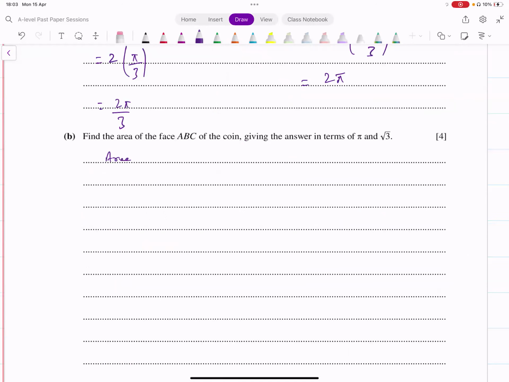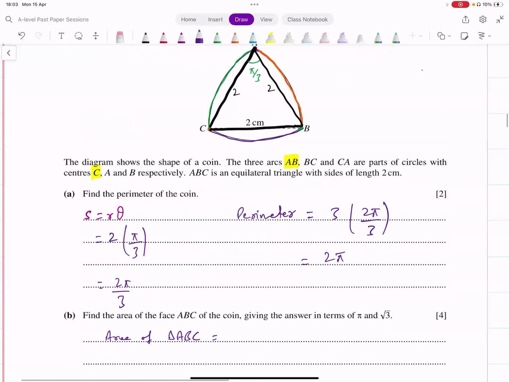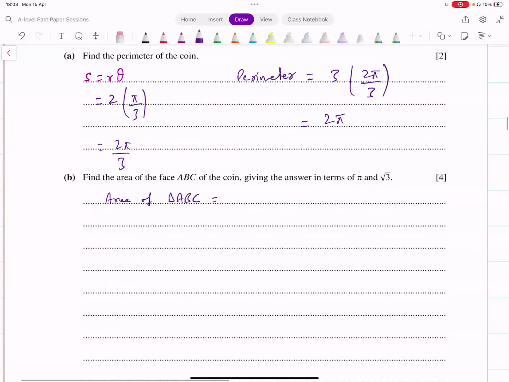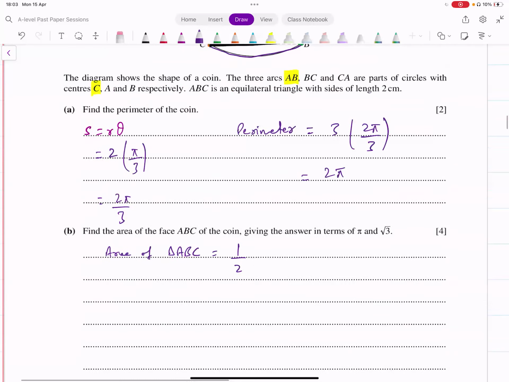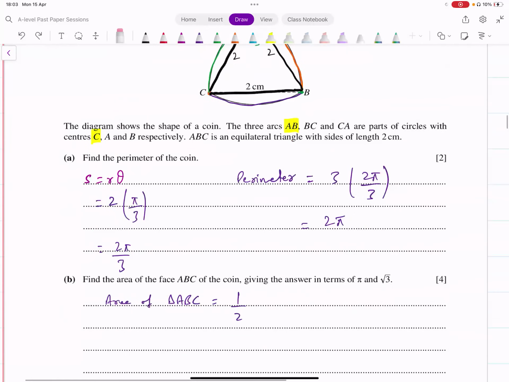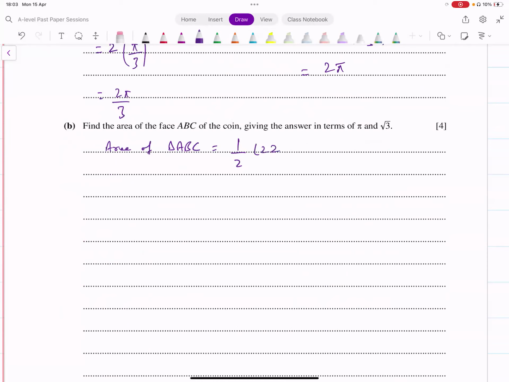Area of the triangle ABC. It's an equilateral triangle. We know the angles, we know all sides. We can use half AB sine C, right? Half AB sine theta. Just use that. So you can say half into the sides. One side is 2, another side is also 2. So we can say half into 2 into 2, into sine of the angle between these two sides, that's pi over 3. And see what that turns out to be.